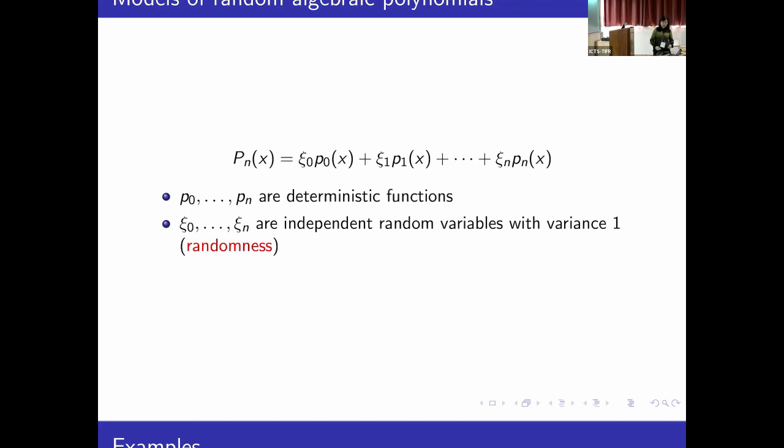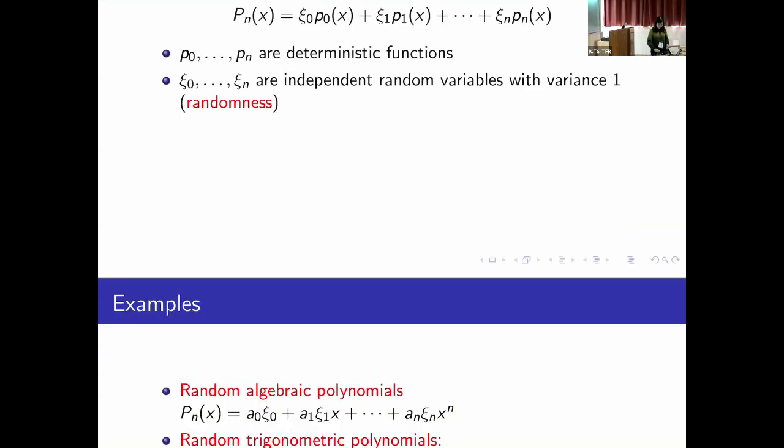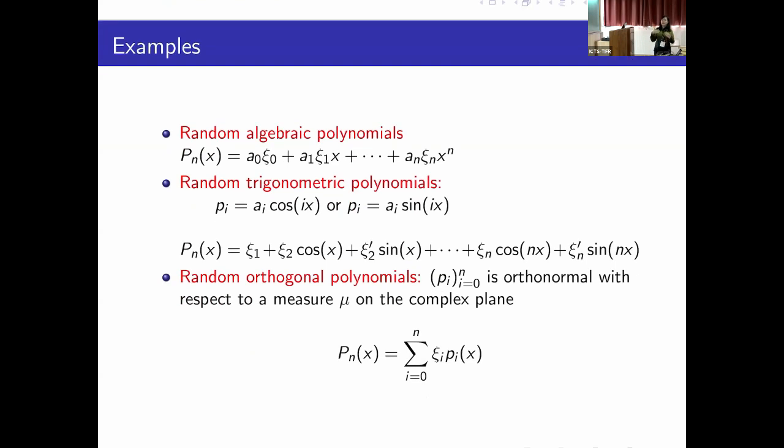Now, what are the little p_i? These are natural bases of the set of functions. There are 3 main bases that we usually use. The first is when the p_i are simply the monomials, a_i x to the i. That gives you the so-called random algebraic polynomials. The second kind of basis is when the p_i are the sine and cosine functions, so that P_n is the sum of c_i cosine(ix) and c_i sine(ix). It is called random trigonometric polynomials, also known as random Fourier series.